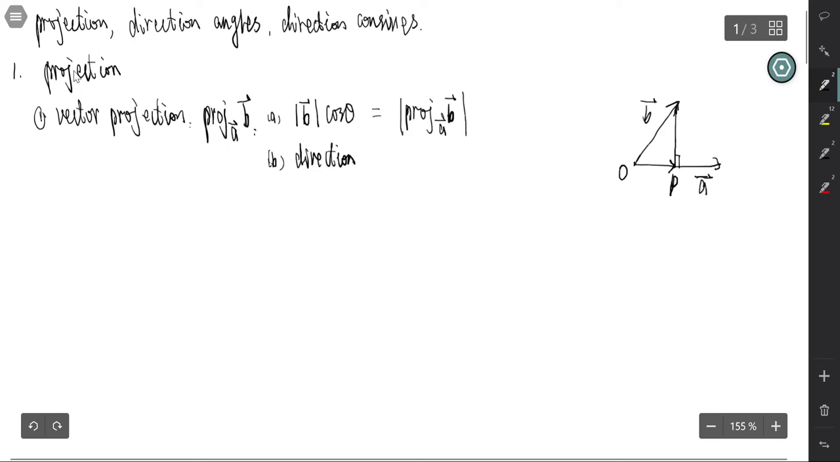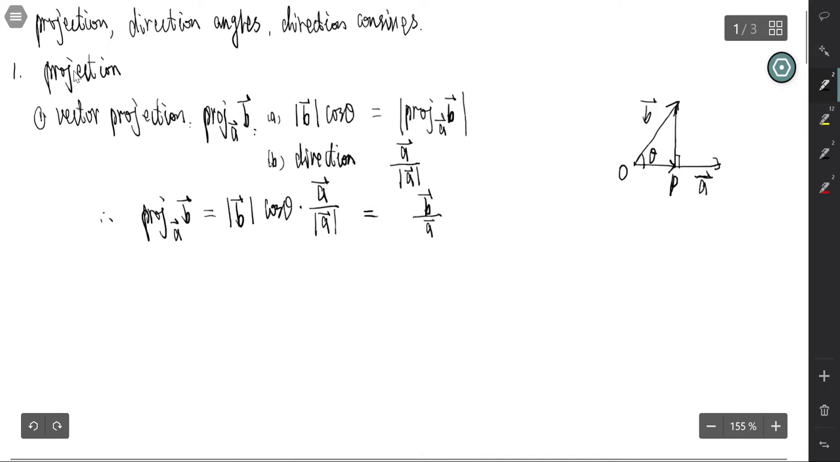We use a unit vector. We use the unit vector of A, that is A over the length of A. So the projection of B onto A can be read as the length of B times cosine theta, where the angle is theta, times A over the length of A. Or we can write it as the length of B over the length of A times cosine theta times vector A. This is the projection of B onto A.